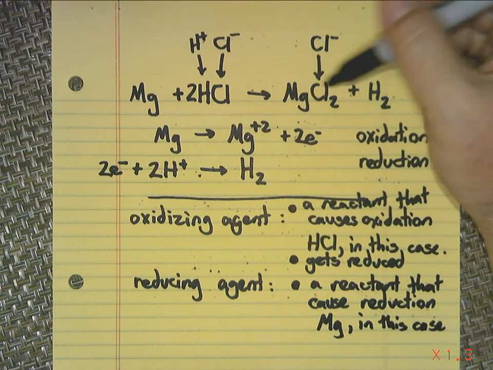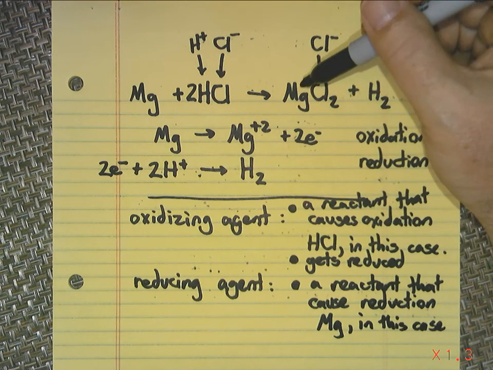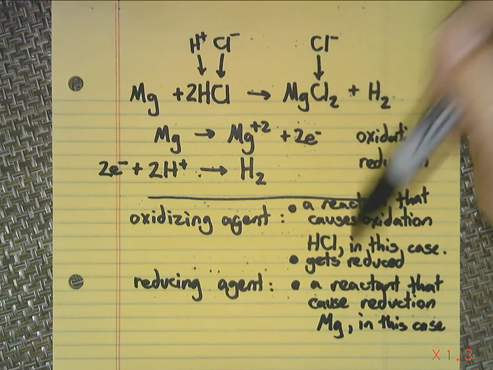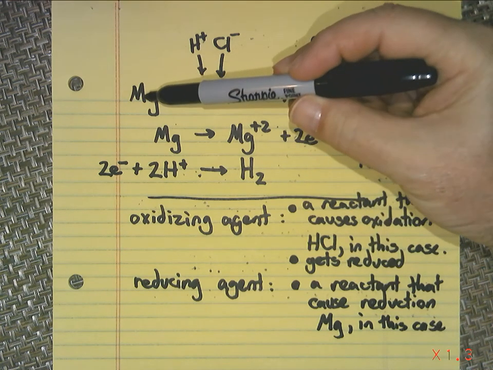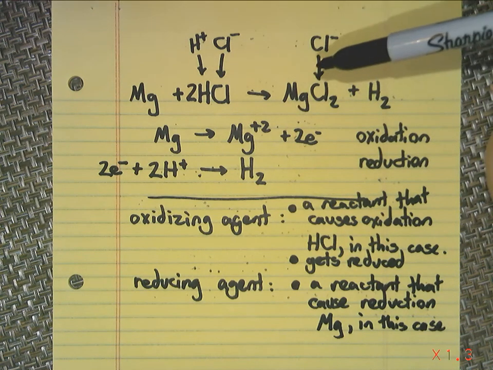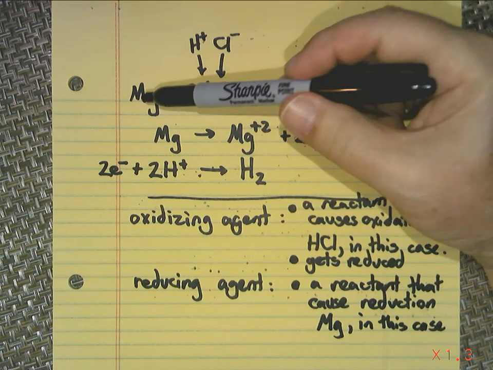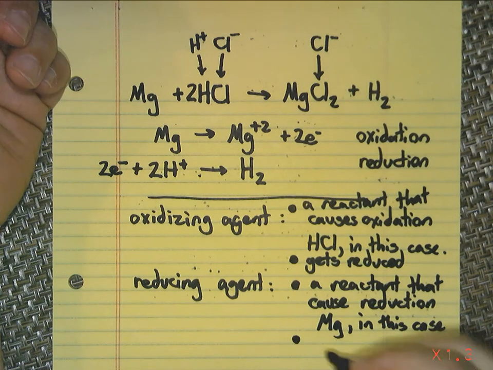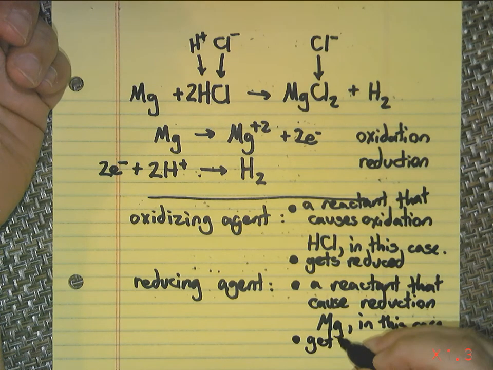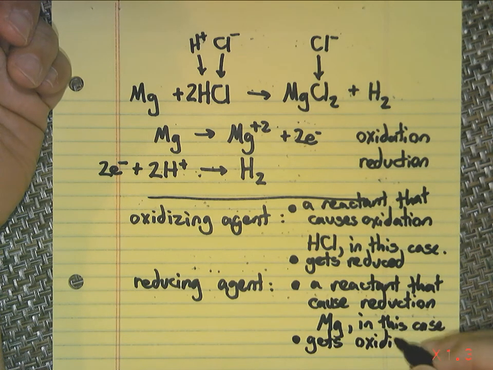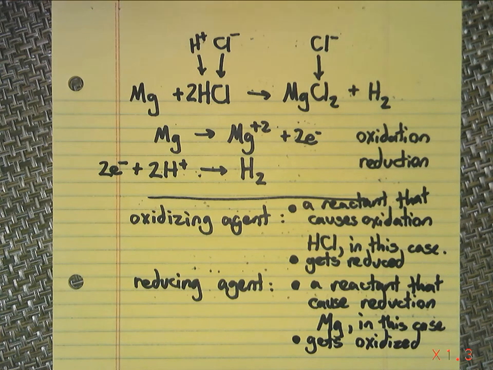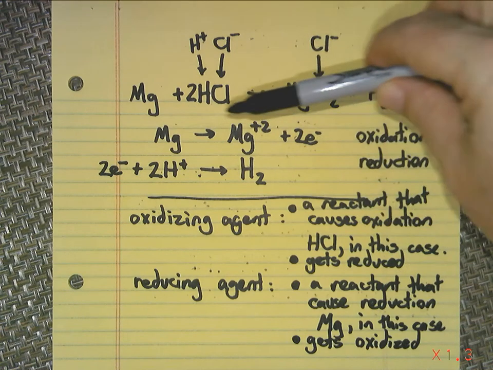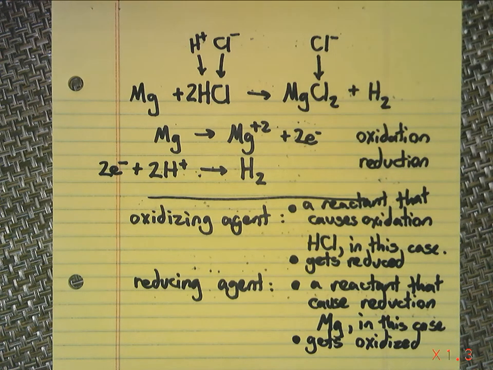Now, why wouldn't you say the magnesium chloride or something like that? Well, look, it's got to be a reactant. So it has to be one of these two. It can't be a product that's an oxidizing agent or a reducing agent. All right, another way that you can recognize a reducing agent is that it's the thing that gets oxidized. So, the thing that gets oxidized is the magnesium. It goes from charge of 0 to a charge of +2.